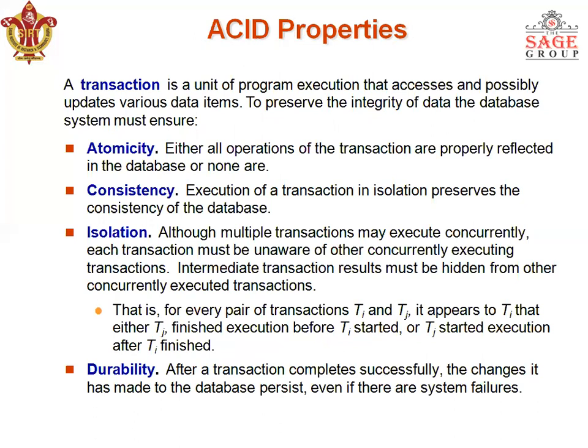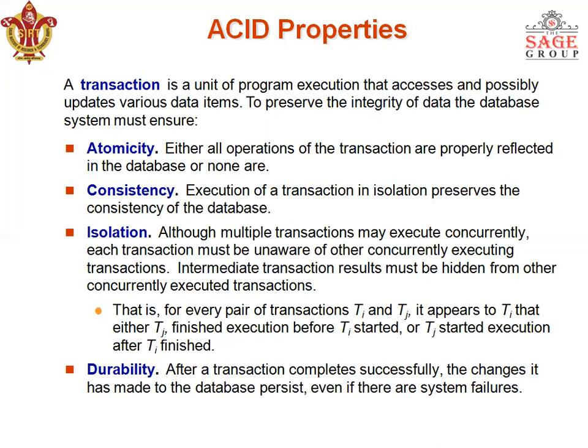Basically, the atomicity property requires that either all the operations specified in the transaction should be performed completely or none of these operations are performed. Means basically the atomicity property works on the all-or-nothing rule. Either all the operations should be performed completely or no operation will be performed.